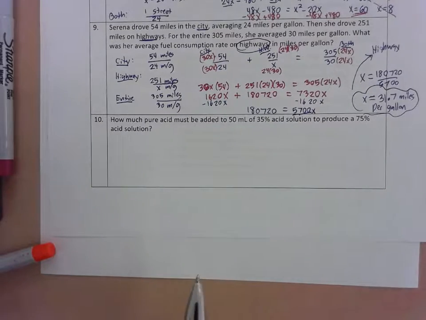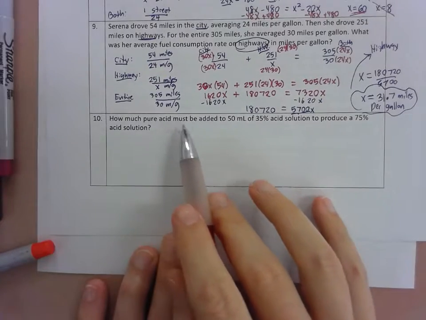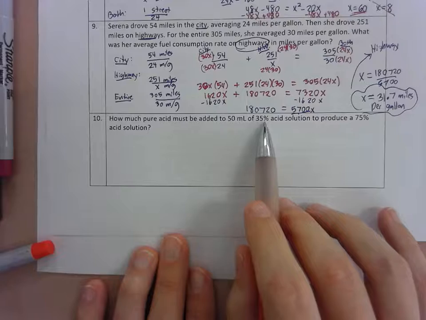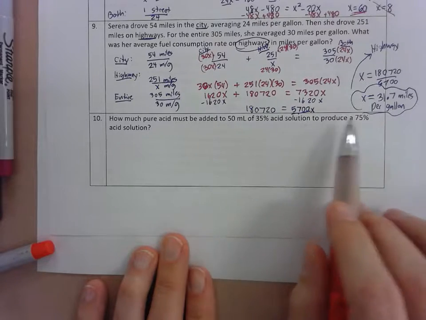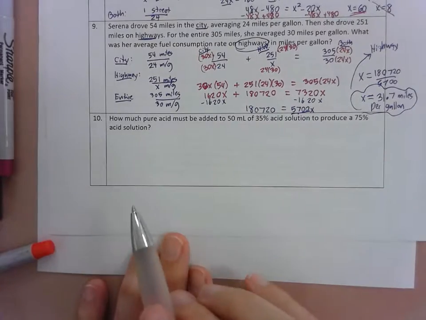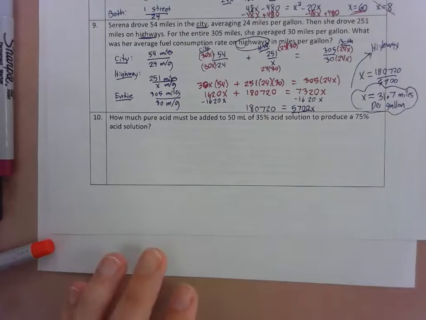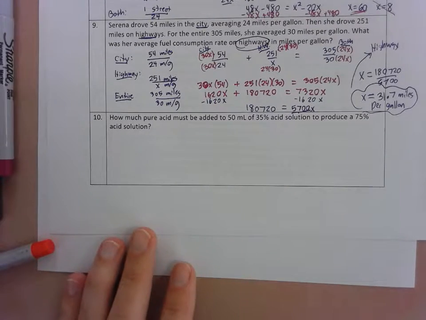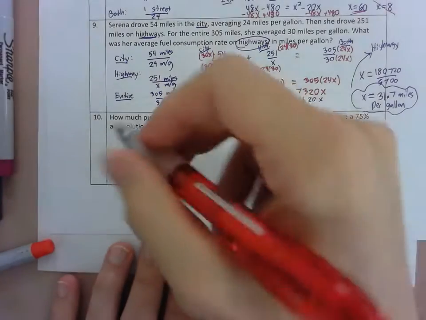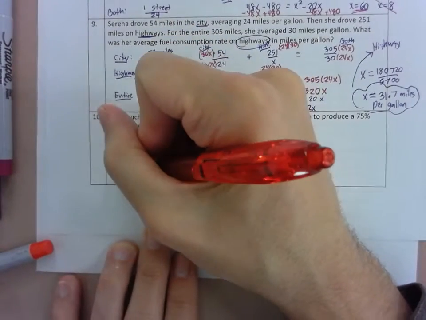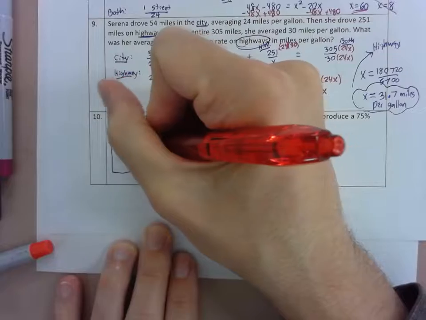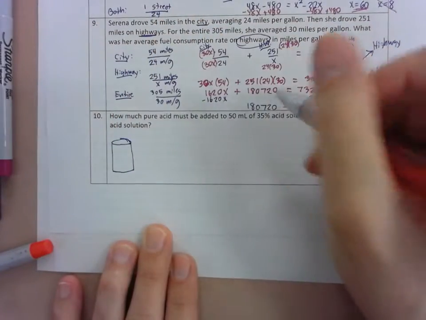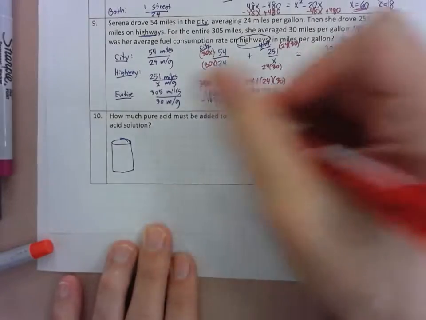Okay, question number 10. How much pure acid must be added to 50 milliliters of a 35% acid solution to produce a 75% acid solution? This is a nice little chemistry problem. I guess to visualize what's going on, you have a solution. Let me draw a little beaker. I'm a terrible artist, but I can draw a cylinder. So you have a beaker and you have 50 milliliters of this solution.